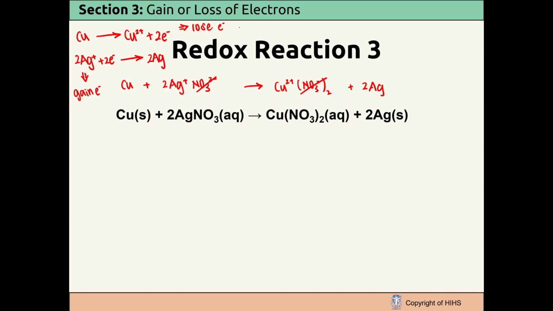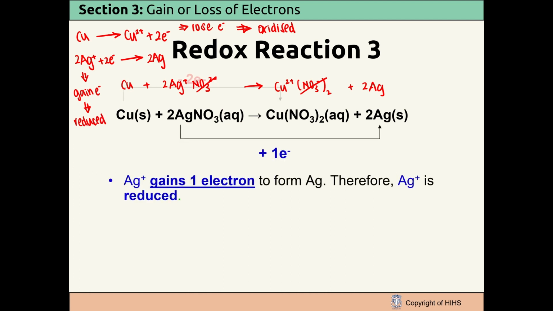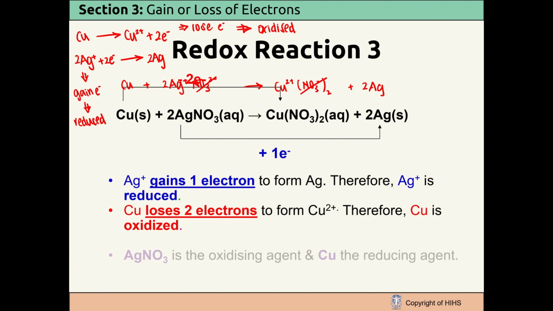Okay, so from here we can determine your copper gets oxidized because it loses electron, and your silver, it's reduced because it gains electron. Okay, so it's the same thing as I went through.